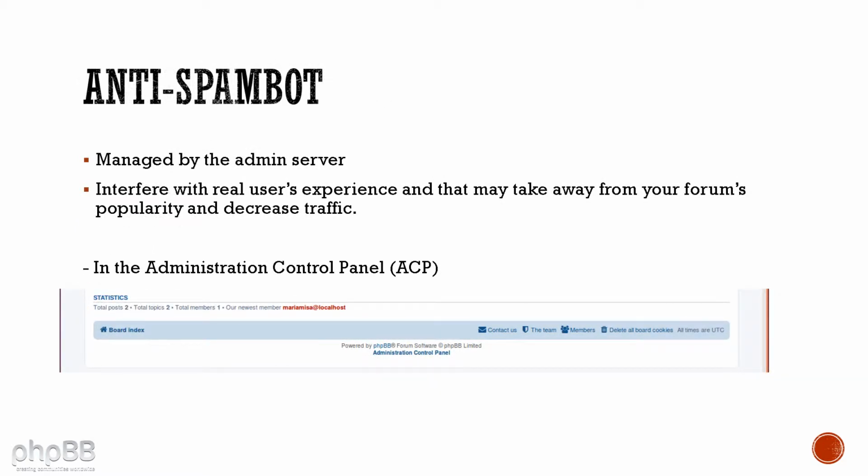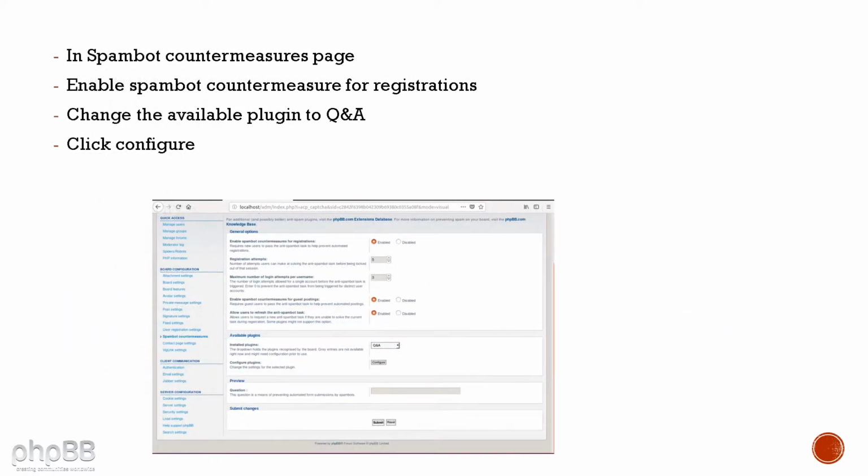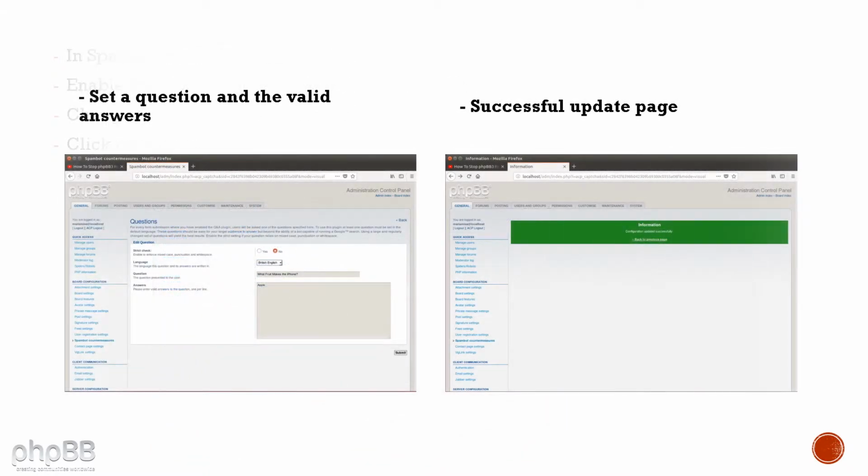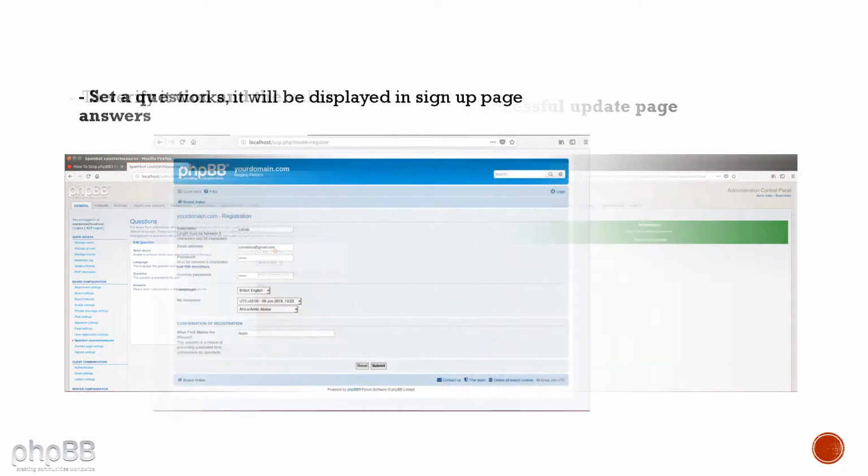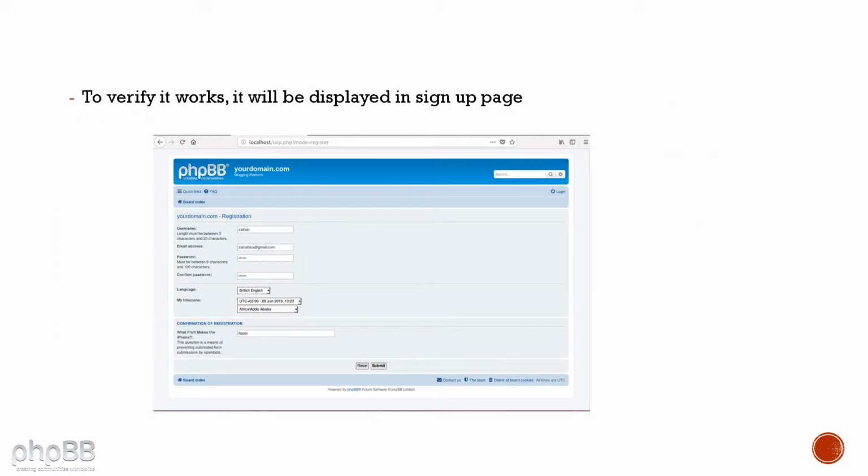Firstly, the anti-spam bot is managed by the admin in the Administration Control Panel in order to prevent foreign popularity and decrease traffic. In the spam bot countermeasures option, enable the feature and choose an option from the menu of installed plugins, like question and answer, and then click configure. In the configuration page, write the questions and all the valid answers and then click submit. To make sure the anti-spam bot works, it should be displayed in the registration page.